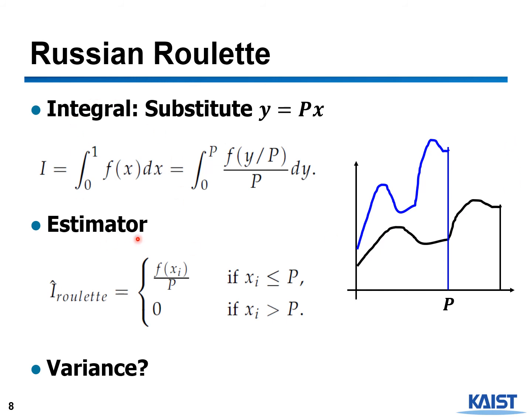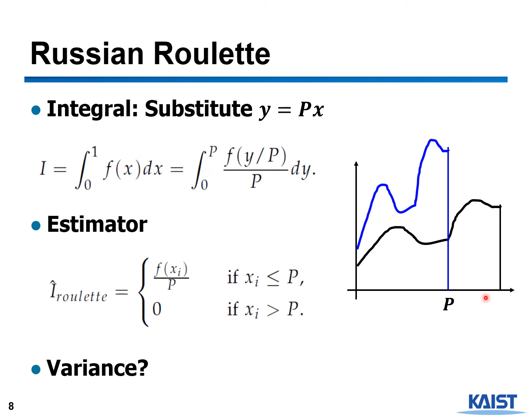To solve this, we can use a simple trick. We substitute y, defining y to be equal to p multiplied by x, where p is some number between 0 and 1. You can see that p is here. Our idea is to make the final function 0 in the range greater than p. In that case, we don't get any value, so in other words, it can technically terminate this recursive process.